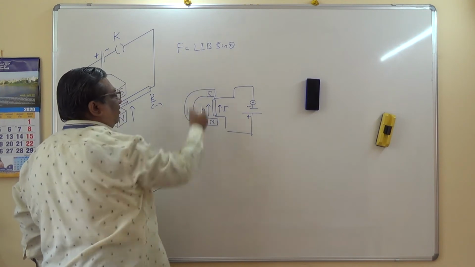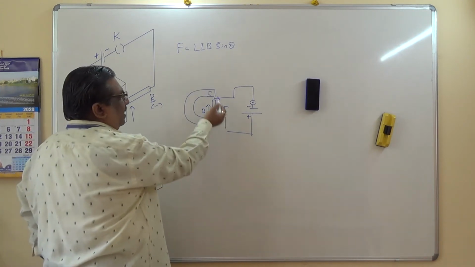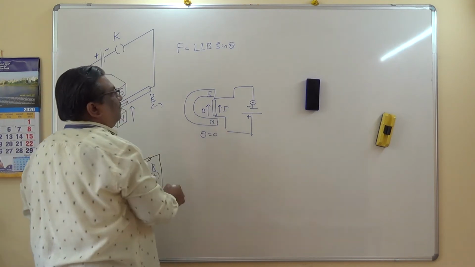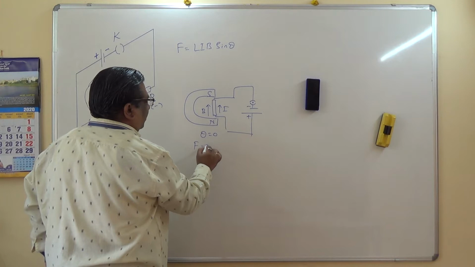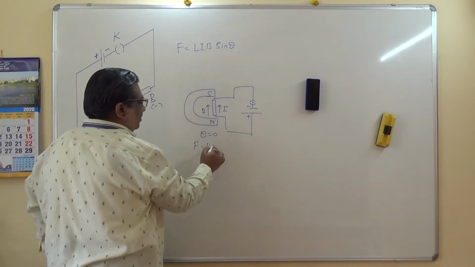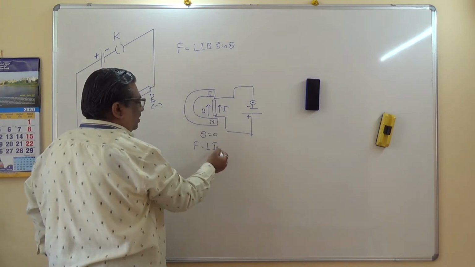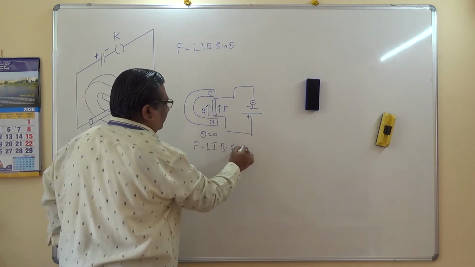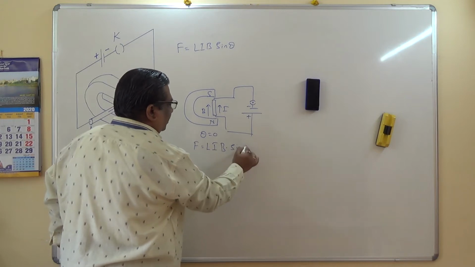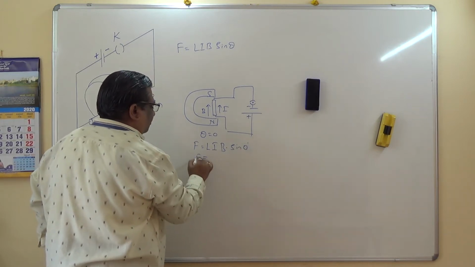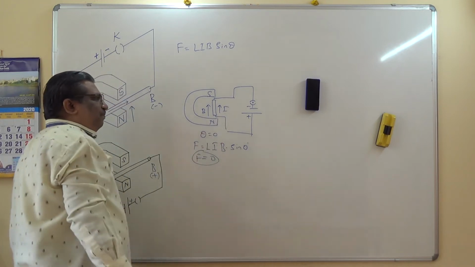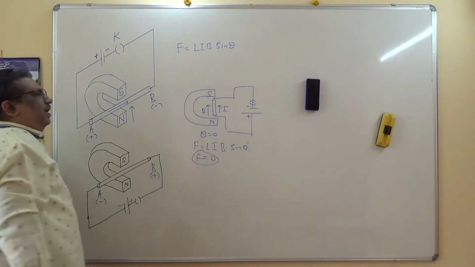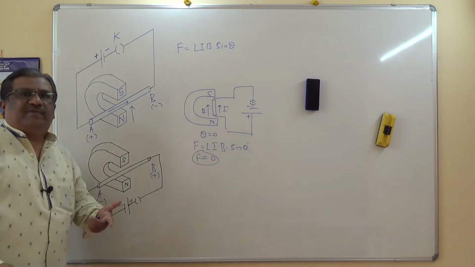Generally B is the magnetic field. So the magnetic field and I are both in the same direction. That means the angle theta equals 0 here. In this case F equals L, the length of the conductor, I, the magnitude of the current, into B, the magnetic field, into sine of theta, which is 0 here. Sine 0 degrees is 0, and therefore the force experienced by this conductor is 0. Hence we cannot place the conductor in line with the direction of the magnetic field lines.